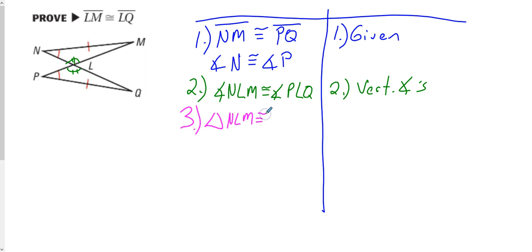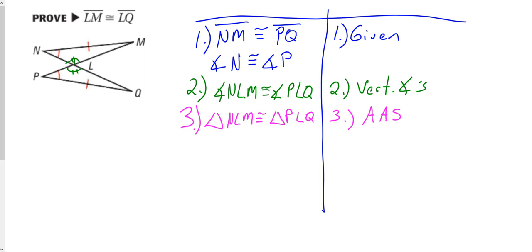So triangle NLM is congruent to, well, angle N was the same as angle P, so the P has to go in the same spot as the N, and then NL is going to be the same as PL, so it has to go PLQ. And my reason for that is AAS, because I knew 2 angles and the non-included side.